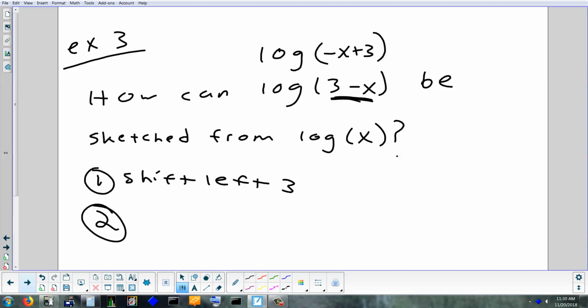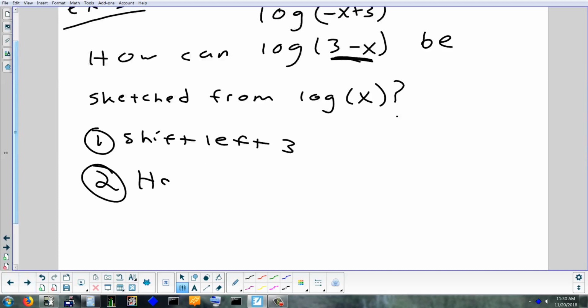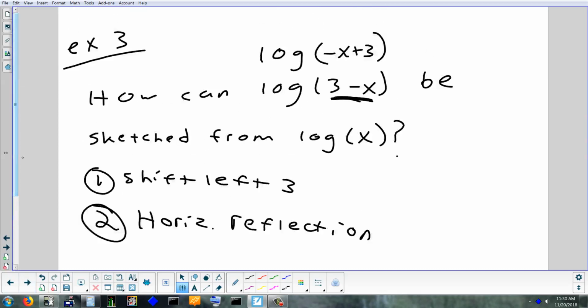And what about log? So the second thing we already did in the last problem. What's the second thing that's going to happen? Yep. Horizontal reflection. It's a horizontal reflection. Okay, so shift left 3, horizontal reflection. And that's it. Questions on that one?